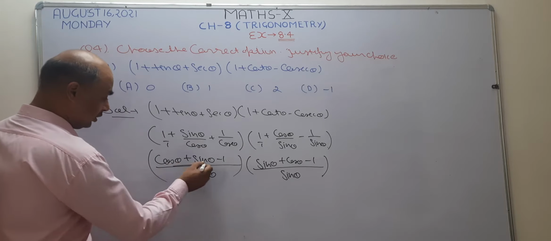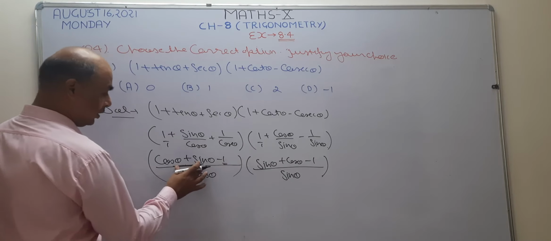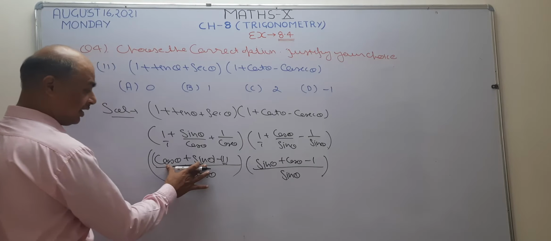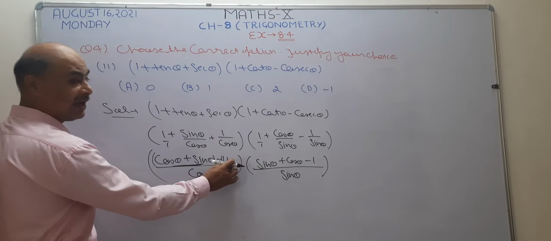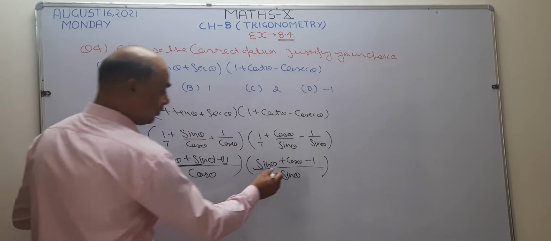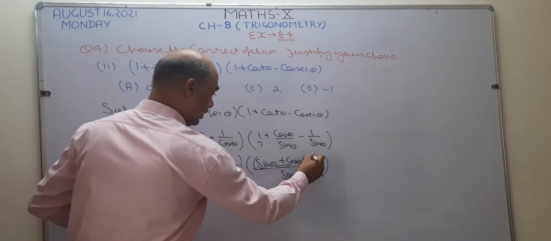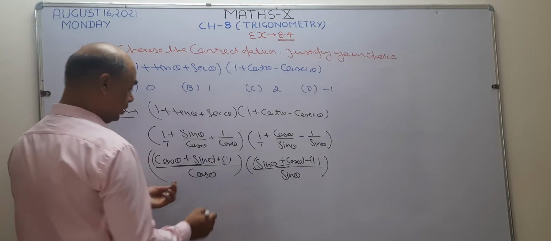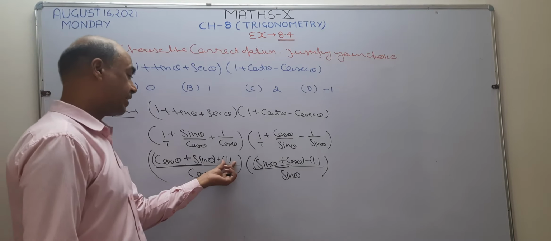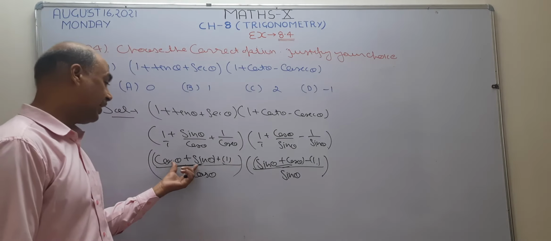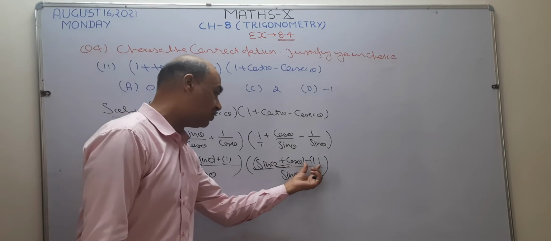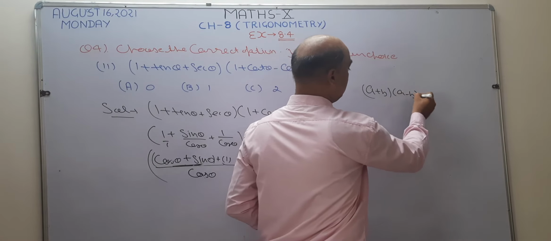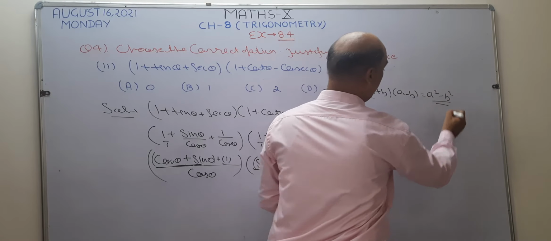Now see, I want to convert this into pairs. First and second: I take this complete number as A and 1 as B, so this becomes A minus B. Similarly, the first term I take as A and the second term, this one, is B, so this becomes A plus B. And you know one identity: A plus B into A minus B is equal to A square minus B square. I want to use this identity.